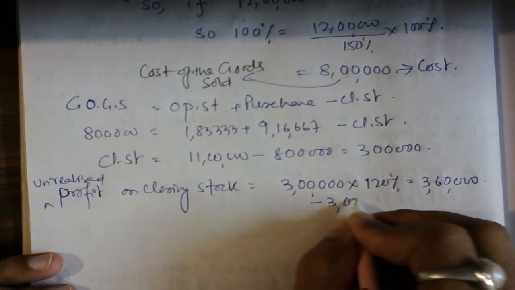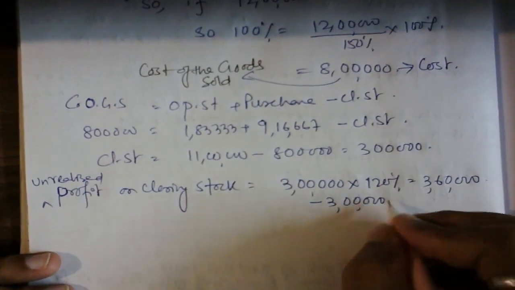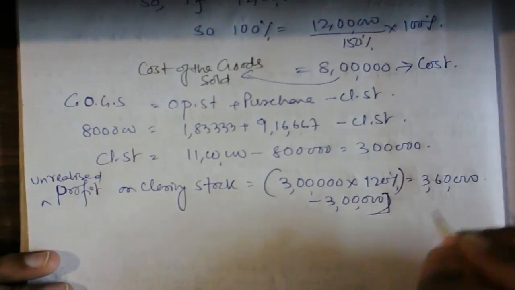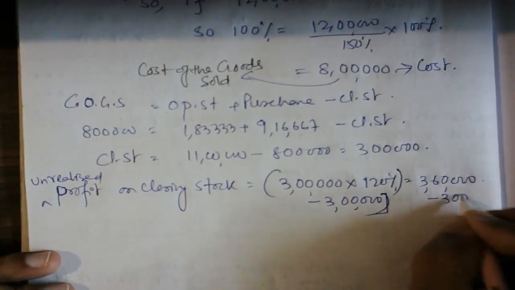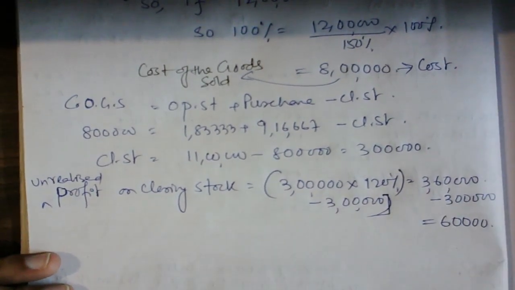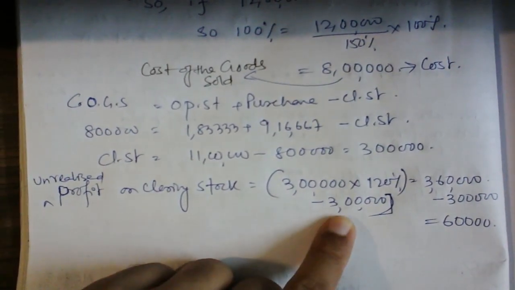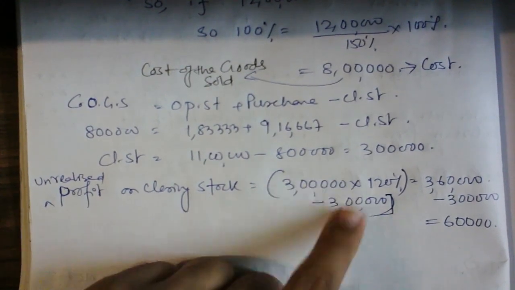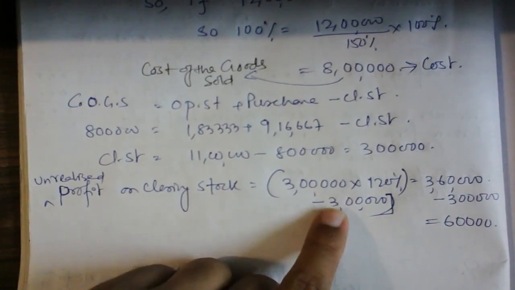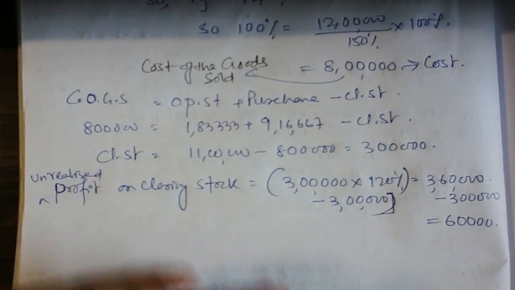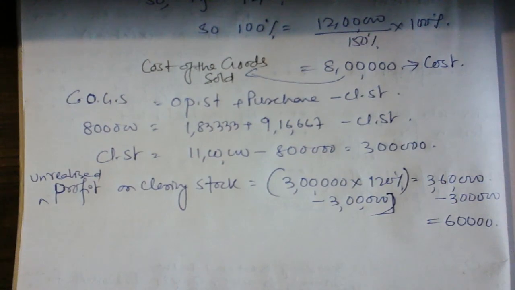minus 3 lakh rupees, perfect. So you have 60,000, perfect. So that is the calculation. 3 lakh is the cost and invoice price of the closing stock is 3 lakh 60. The difference between these two will represent the unrealized profit on the closing stock. That's what the question is asking me, and I am clear on that part. Done, sir. Completed.